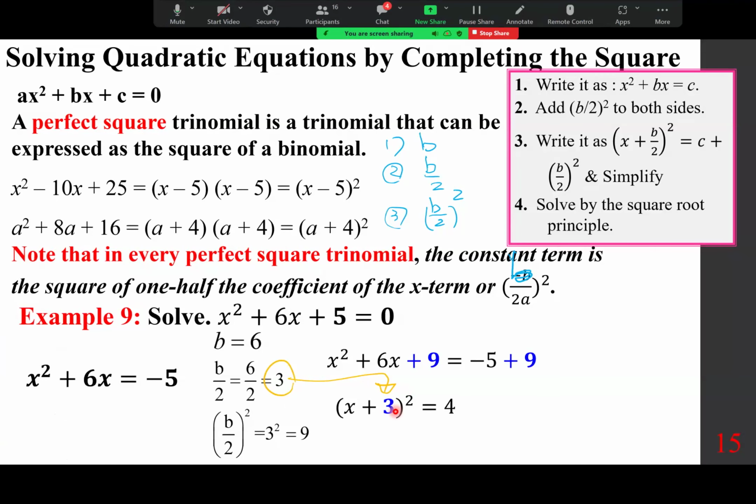And now, using the square root principle, x + 3 is plus or minus the square root of 4, or plus or minus 2. Move the 3. And -3 plus 2 becomes -1. -3 minus 2 becomes -5. And those are the answers, everybody.